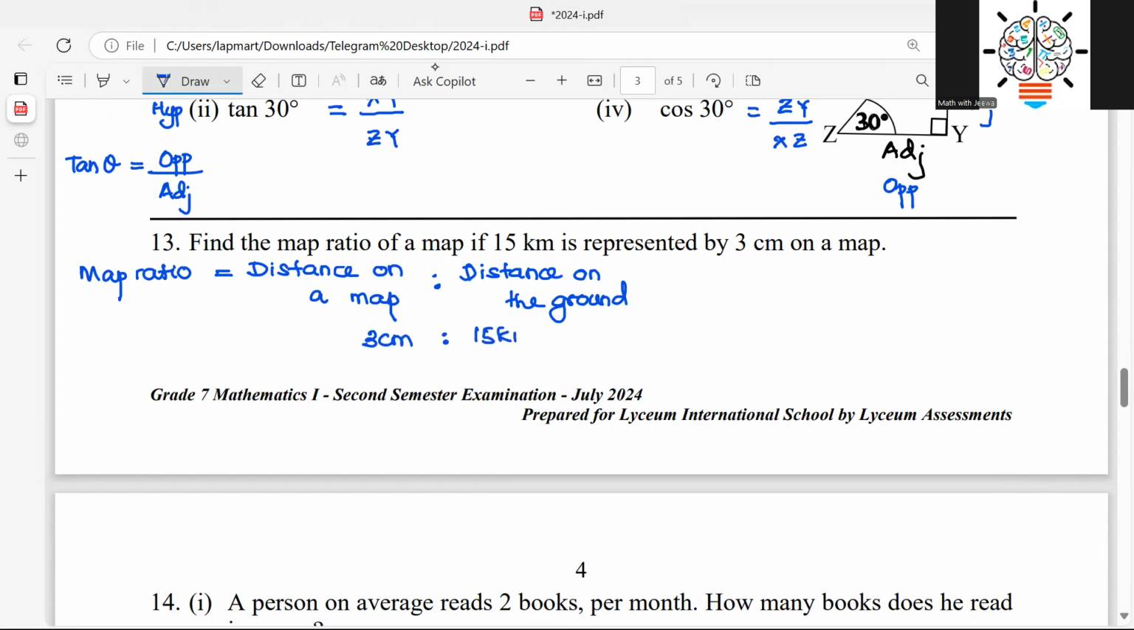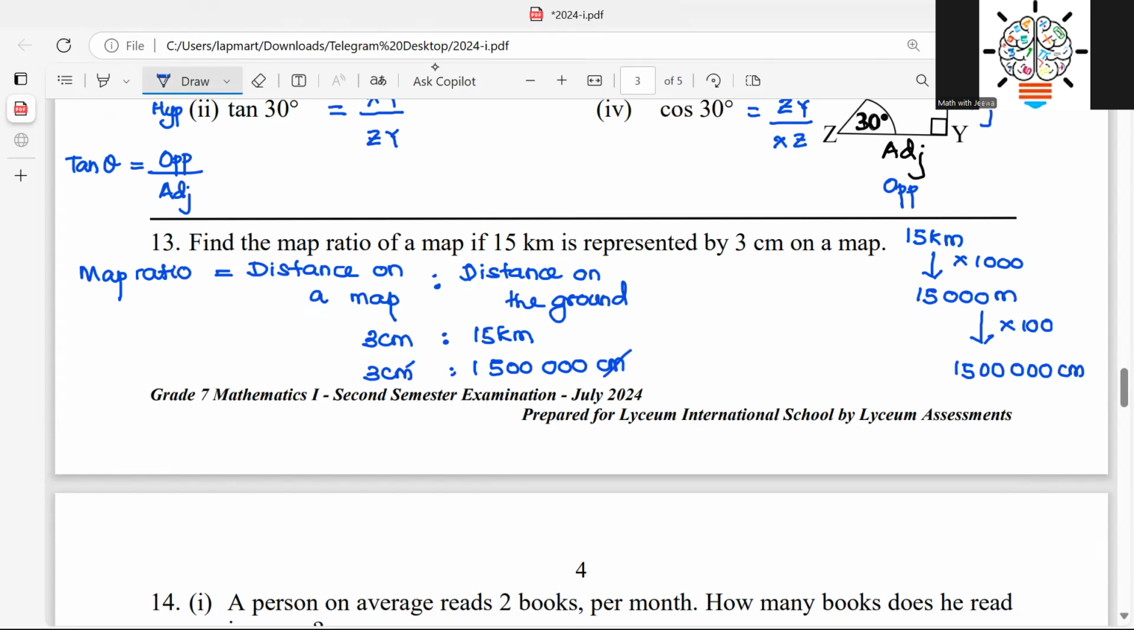Okay, so then here they say 15 kilometers represented by 3 centimeters, right? Now we want to convert 15 kilometers into meters. How? 15,000 meters. So that we will convert into centimeters. So first here you multiply this by 1,000. And this value you multiply by 100. So then here 1,500,000 centimeters. Now you have 3 centimeters to 1,500,000 centimeters. Centimeter cancel.